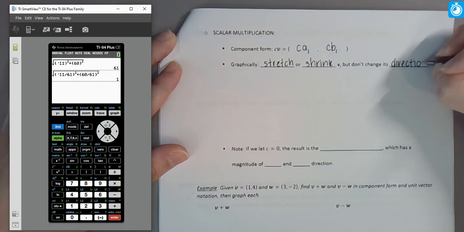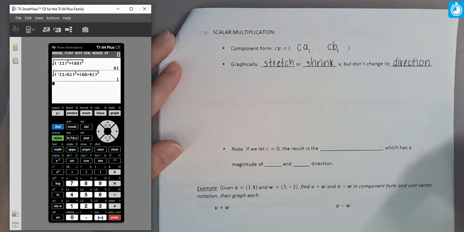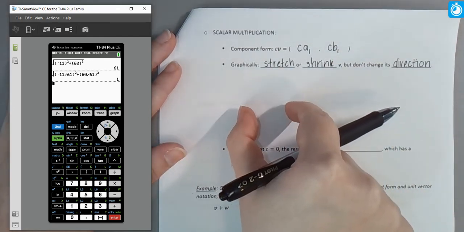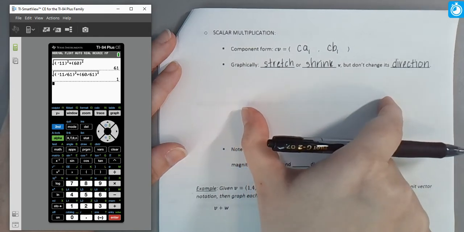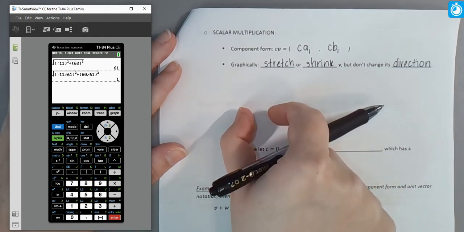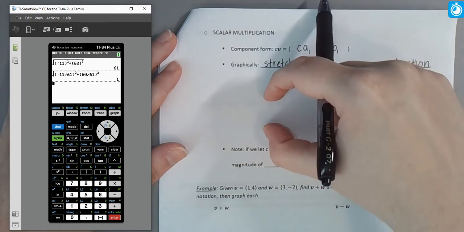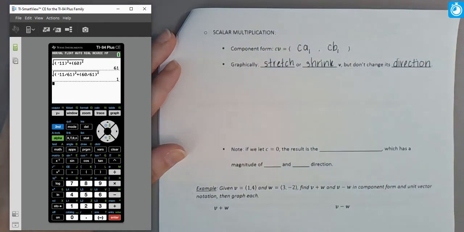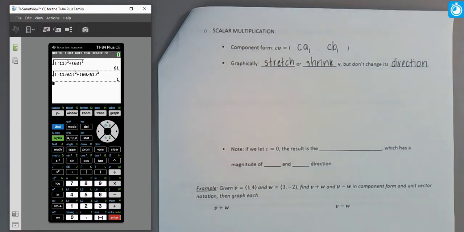So this is essentially what we're doing when we use the unit vector notation with i and j. When we multiply i and j by a particular value, we're taking that unit vector, lengthening it by a particular factor or shortening it by a particular factor, and then same thing for j, either lengthening it or shortening it, depending on what our value for c is.